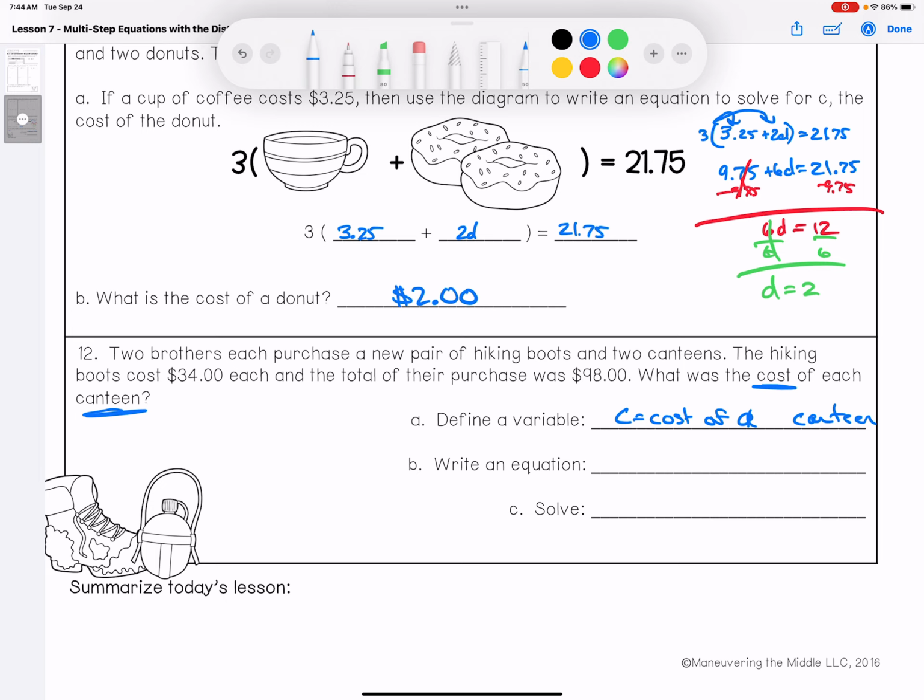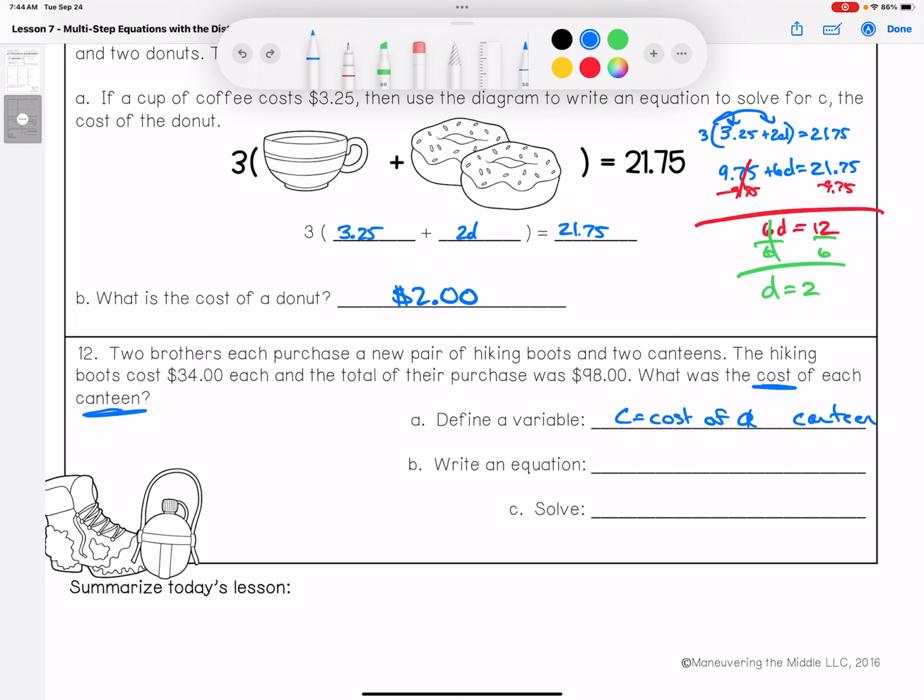All right, so we're going to write an equation. So two brothers, each. That means division or multiplication. When you see that word, key word, each is division or multiplication every single time. Distributive property is multiplication, by the way.